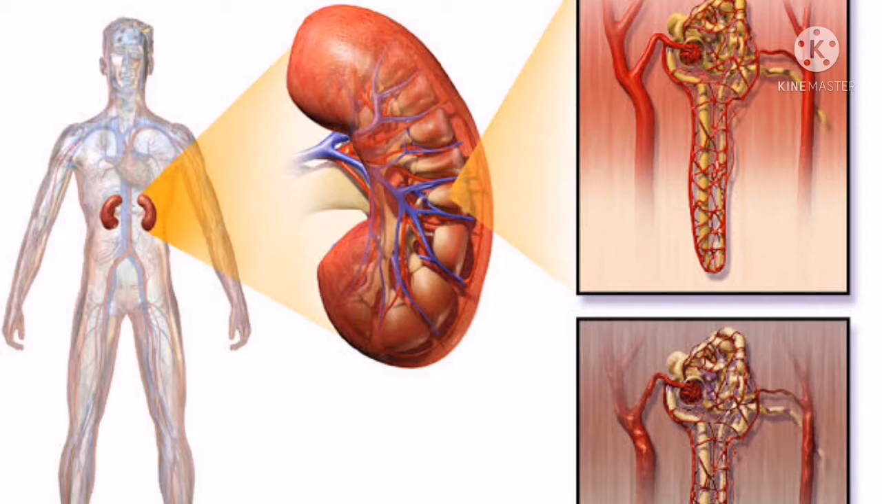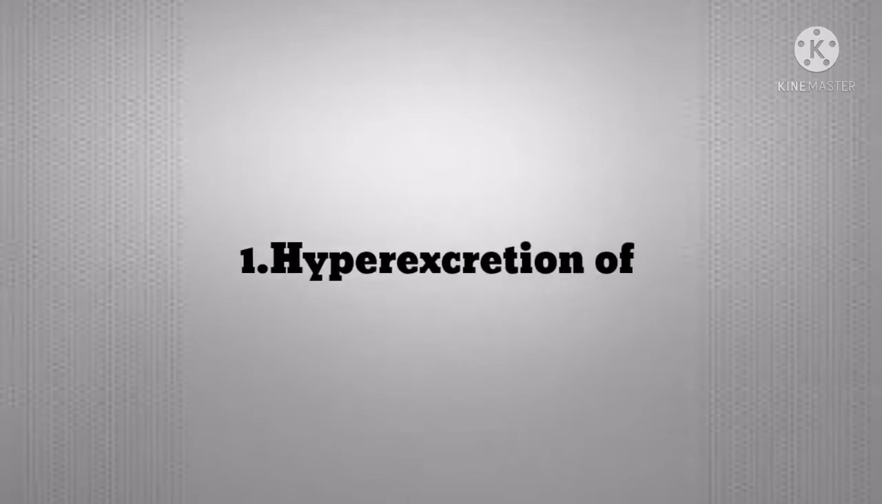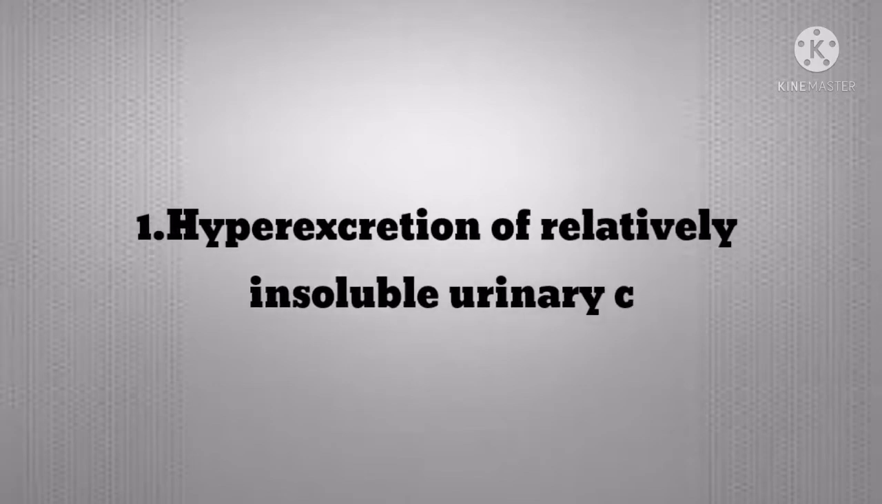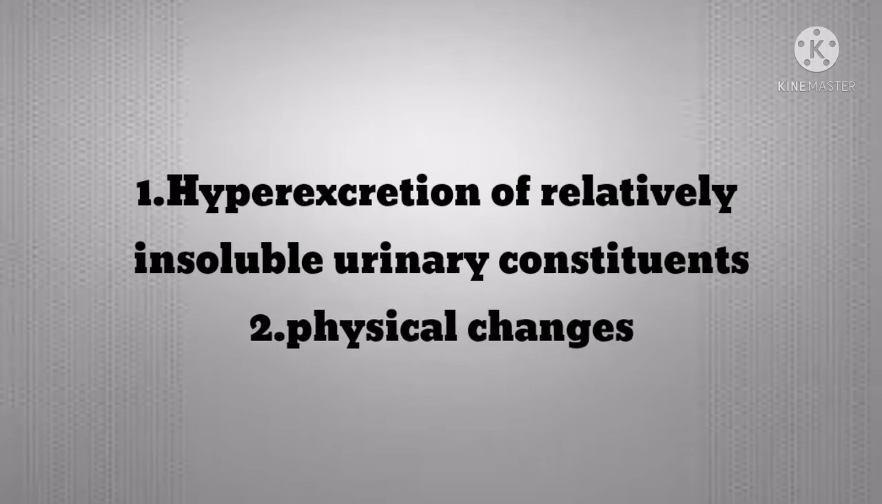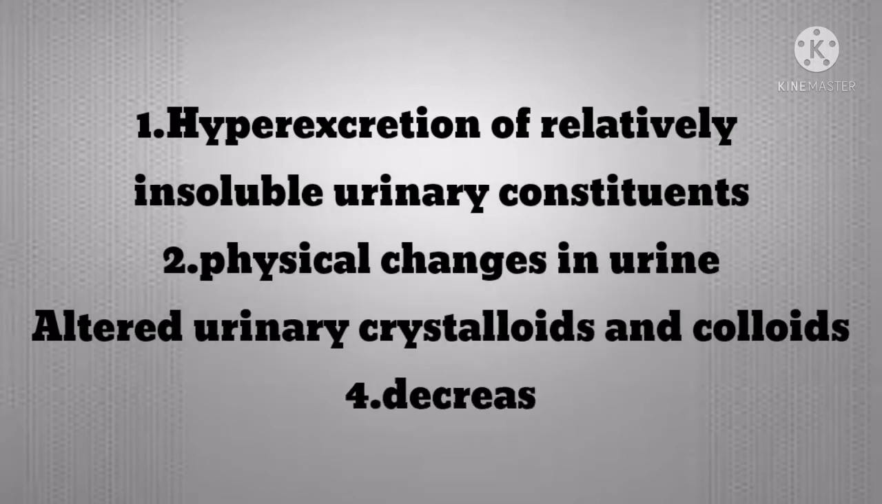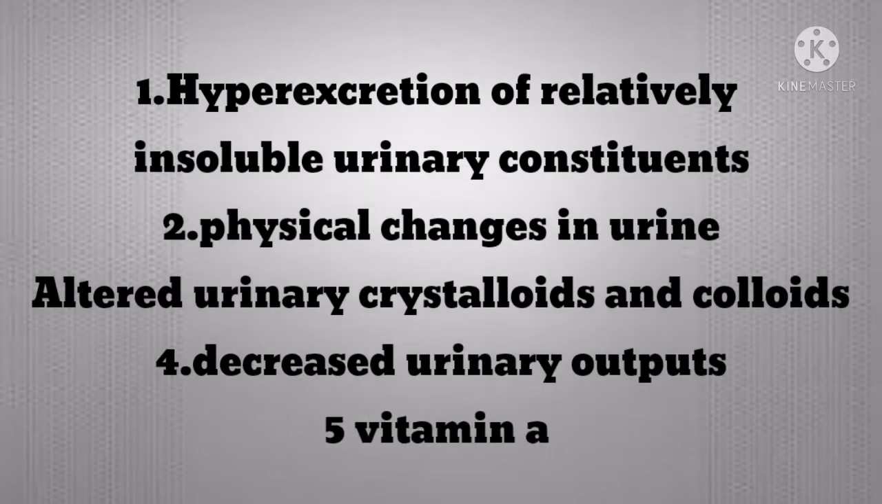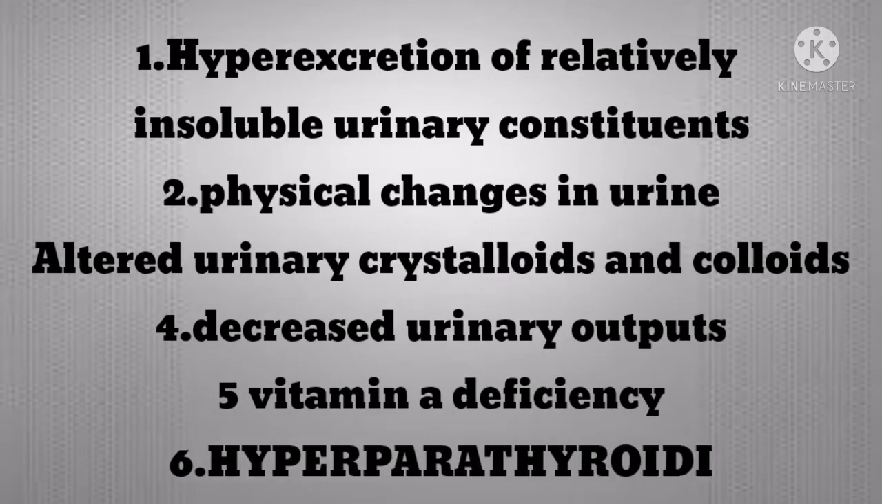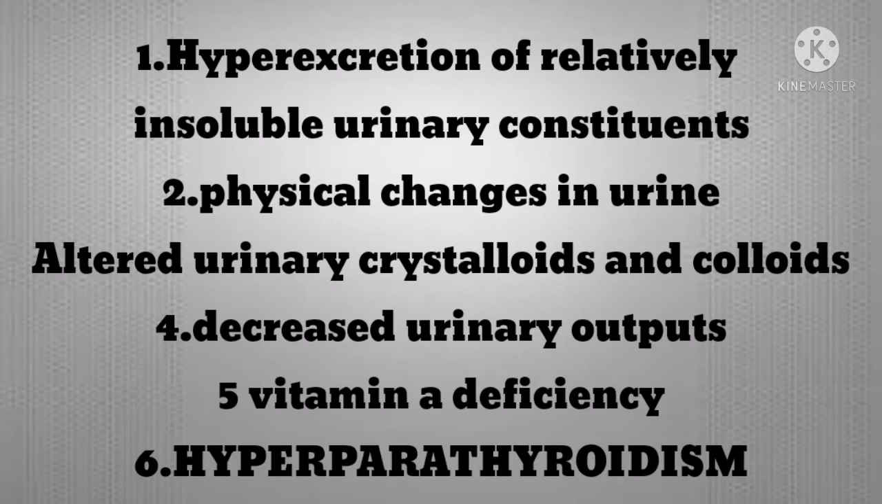There are many causes for the formation of renal calculus, like hypersecretion of the salts that are not soluble in the urinary constituents, physical changes in the urine, decreased concentration of crystalloids, altered urinary crystalloids and colloids, vitamin A deficiency, previous urinary infections, and hyperthyroidism, which is also one of the causes for renal stones, mostly seen in 2 to 5% of cases.